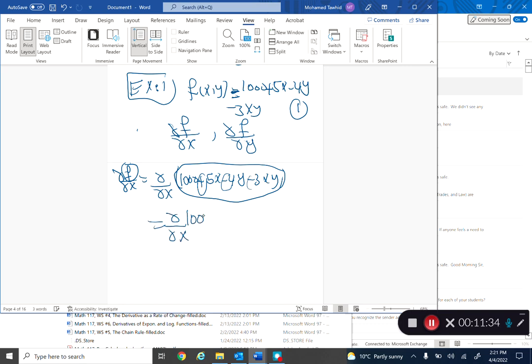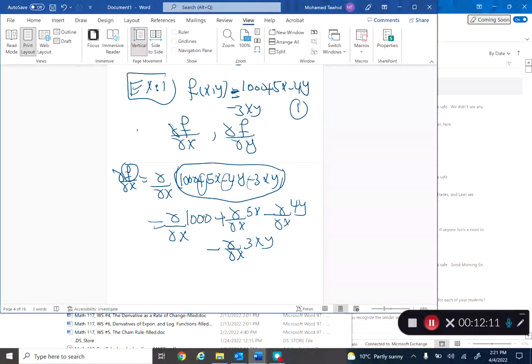So you have the derivative of 1000 plus the derivative of 5x minus the derivative of 4y, and minus the derivative of 3xy. Now here your f, you agree with me, f is a function in x and y, two variables. If I take the partial derivative with respect to x, it means you consider the other variable, which is y, as a constant.